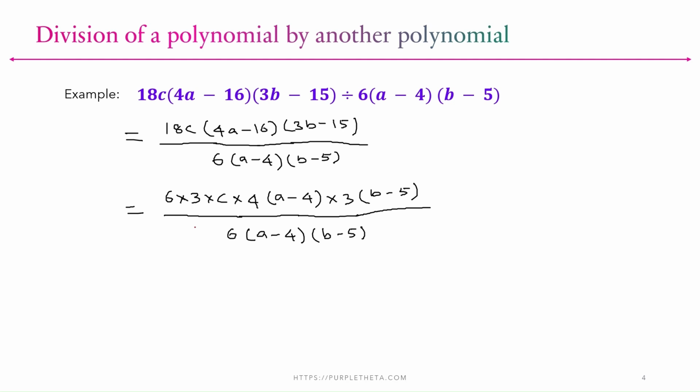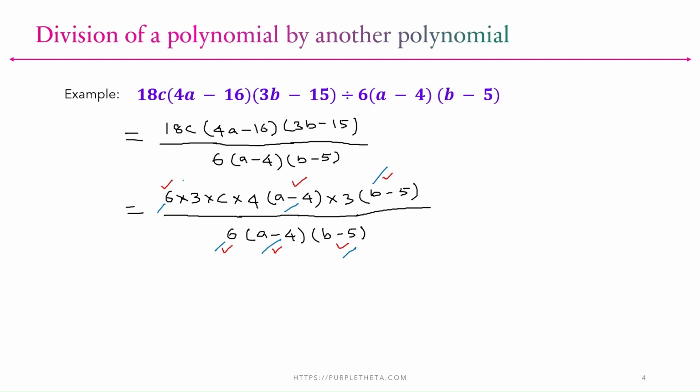Now compare numerator and denominator and identify common factors. Here 6 is present in both numerator and denominator. Similarly, a minus 4 and b minus 5 are also present in both numerator and denominator. So these will cancel each other. That means 6 at the numerator and 6 at the denominator will cancel each other. A minus 4 at the numerator and a minus 4 at the denominator will cancel out, and b minus 5 at the numerator and denominator will cancel each other.